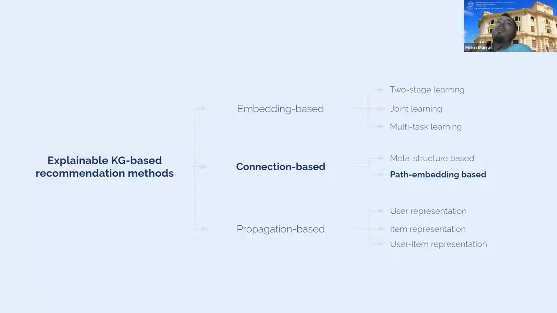So recently, path embedding-based methods have been proposed to explicitly learn the embeddings of connection patterns. The solution encodes the connection patterns between user and item pairs or item-item pairs into vectors, which can then be integrated into the recommendation framework. Let's see a few example methods belonging to this class that we will also cover in the hands-on with Giacomo later.